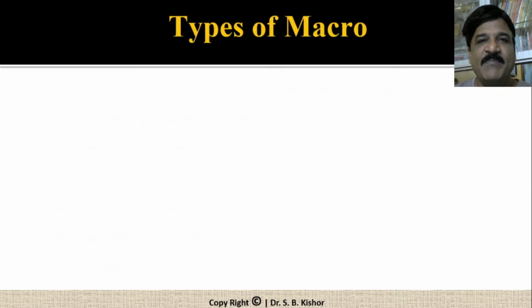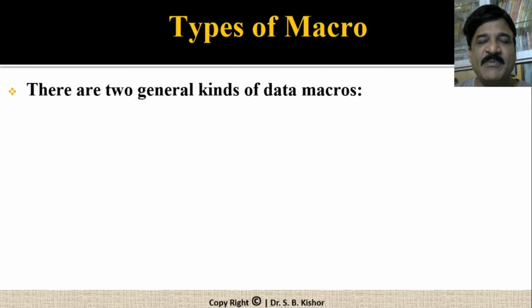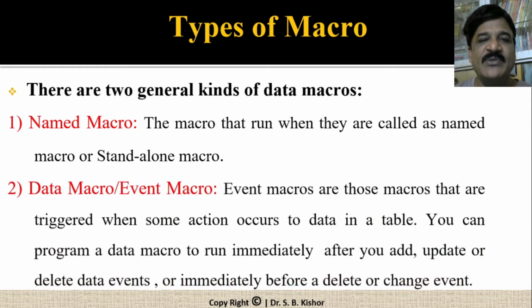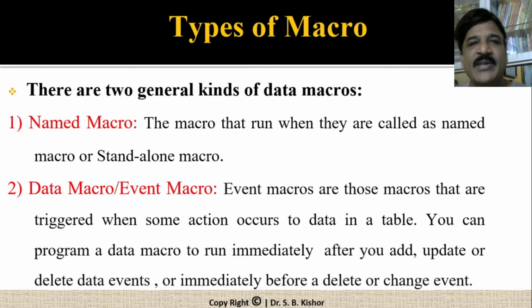Now, what are the types of macros? Basically, there are two types of macros. The first one is called named macros, that is, macros that run when they are called, also known as standalone macros. The second one is called data macros or event macros. It means these macros run when certain operations are performed on the particular data of a particular table.